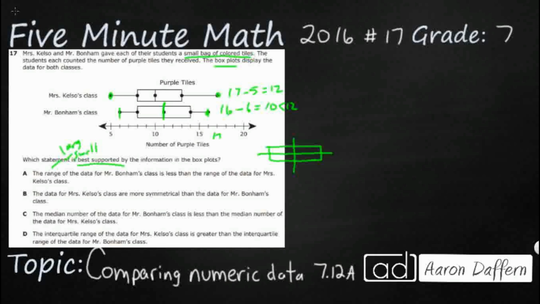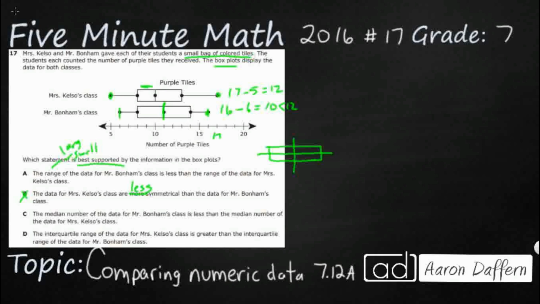Look at Mrs. Kelso's. It's kind of slanted over here to the left a little bit. The left side is smaller than the right side, so this is less symmetrical. But this says that the data for Mrs. Kelso's class are more symmetrical. Actually, this would be less. So that's incorrect.